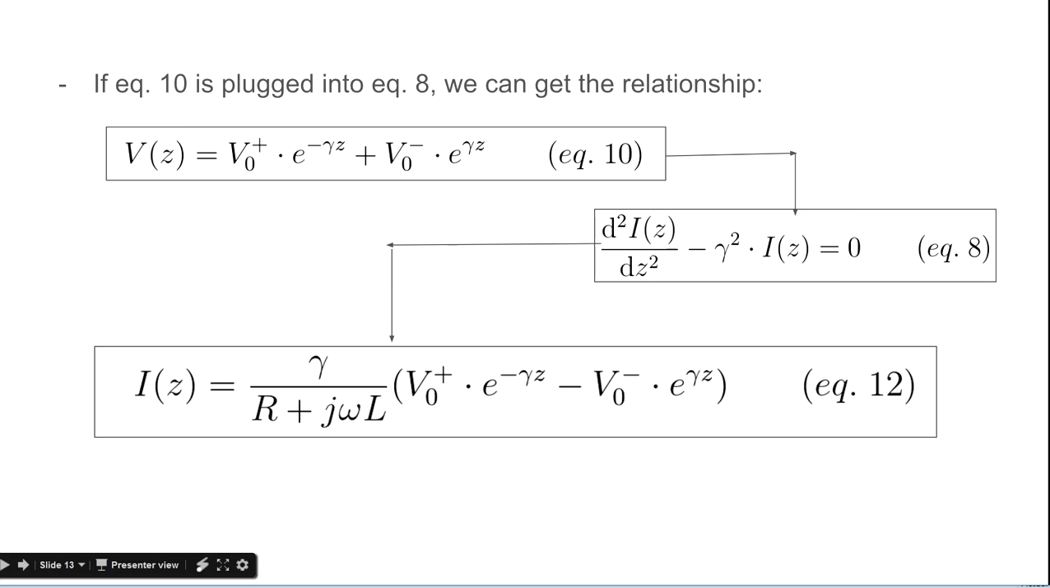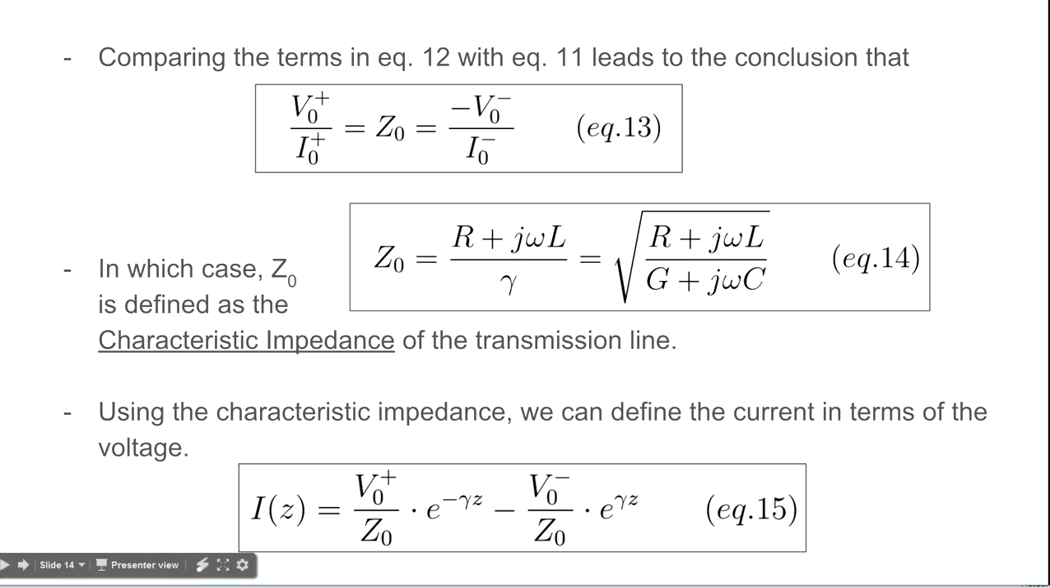Putting this V(z) equation in the equation that we earlier had, we obtain I(z) in terms of the parameters of the transmission line and V plus and V minus. We can call this factor R plus j omega L divided by gamma equal to Z naught. This is the characteristic impedance of the transmission line. So current can be rewritten as V naught plus e to the power minus gamma z divided by Z naught minus V naught minus e to the power gamma z divided by Z naught.